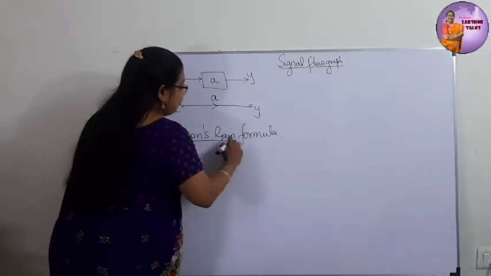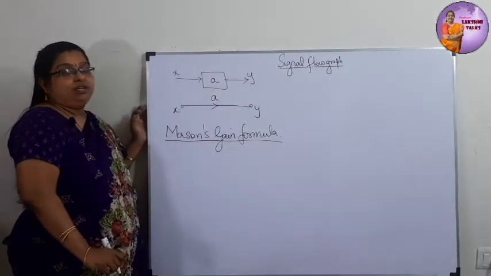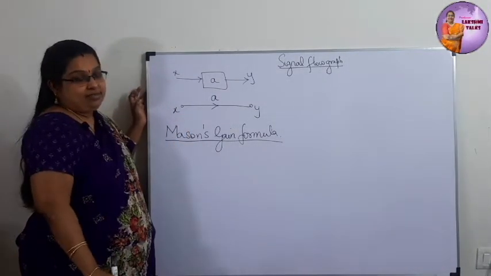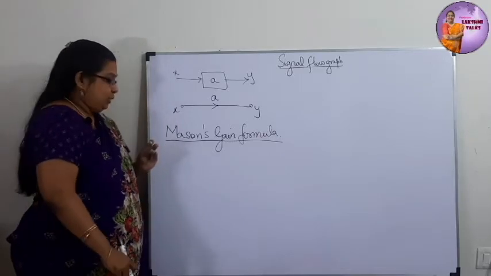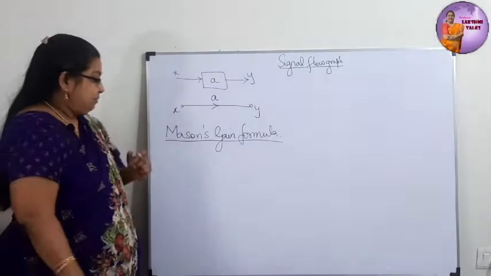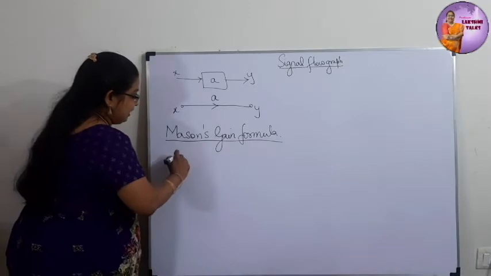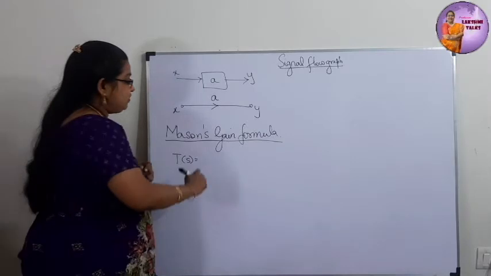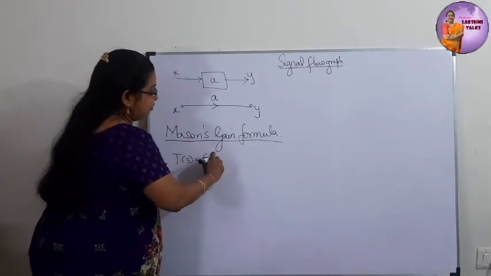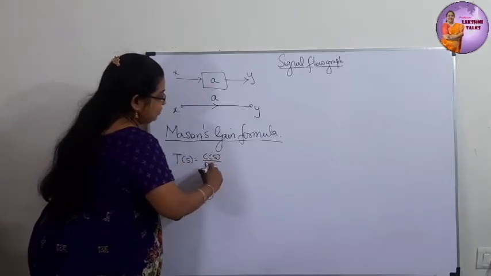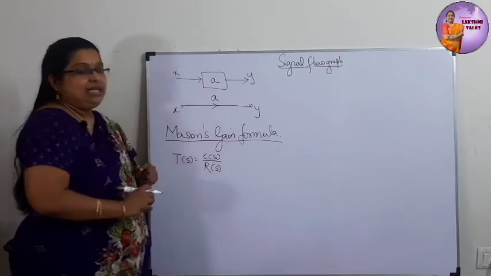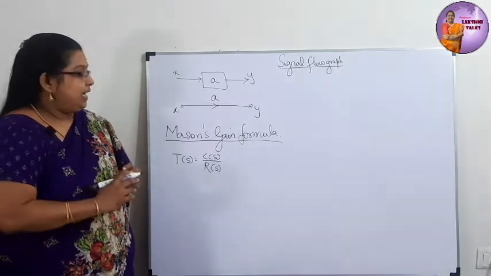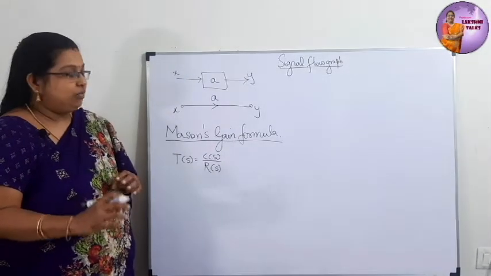Mason's gain formula is called so because of its inventor; it was founded by S.J. Mason, and so it has been given this name. What does the formula state? If T of S is the transfer function, we know the transfer function is the Laplace transform of output divided by the Laplace transform of input. We represent C of S as the Laplace transform of output and R of S as the Laplace transform of input.